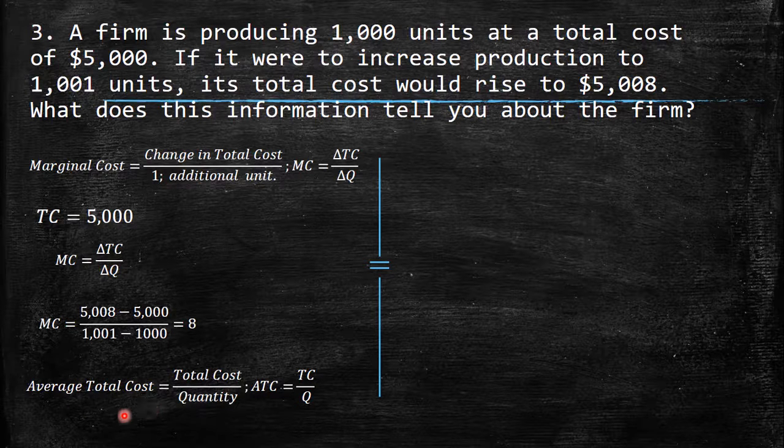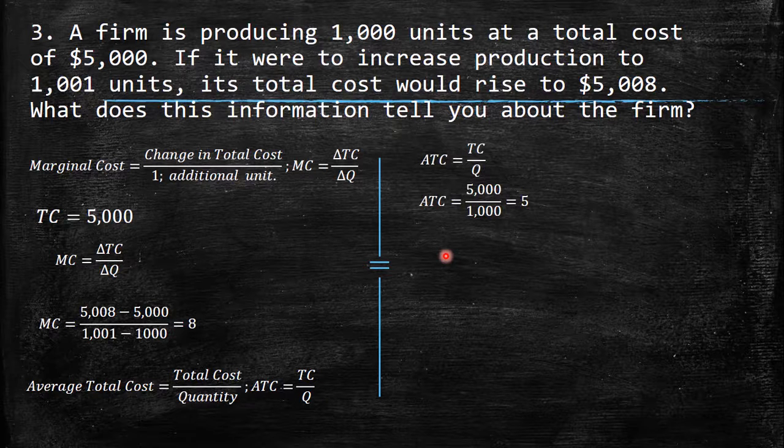And what about the average total cost? So the average total cost here is going to be total cost over quantity. Then we can abbreviate it as ATC equals total cost over quantities. And here we have 5,000 over 1,000, which is 5. So here the marginal cost of the 1001 unit is going to be 8, and the average total cost of this quantity produced is going to be 5.